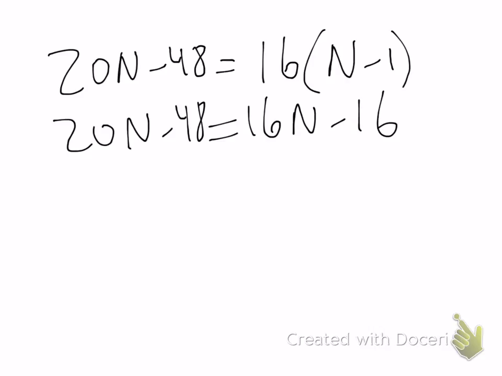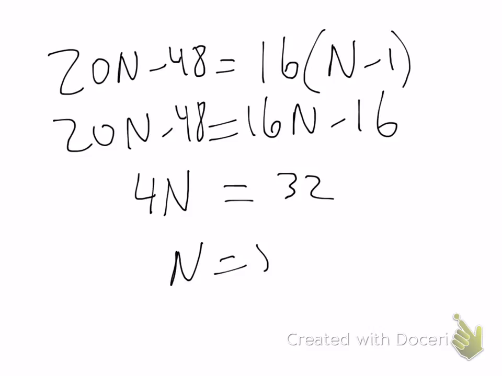Okay, so collecting the like terms on each side of the equal sign, we're going to subtract 16N from both sides, so we have 4N. Add 48 to both sides, we get 32 on the right-hand side, and then divide both sides by 4, so we get N equals 8. So what this solution tells us is that there are 8 people in the family. Now we know that there's a father and a mother, so we just need to subtract 2. So this tells us there are 6 children in the family.